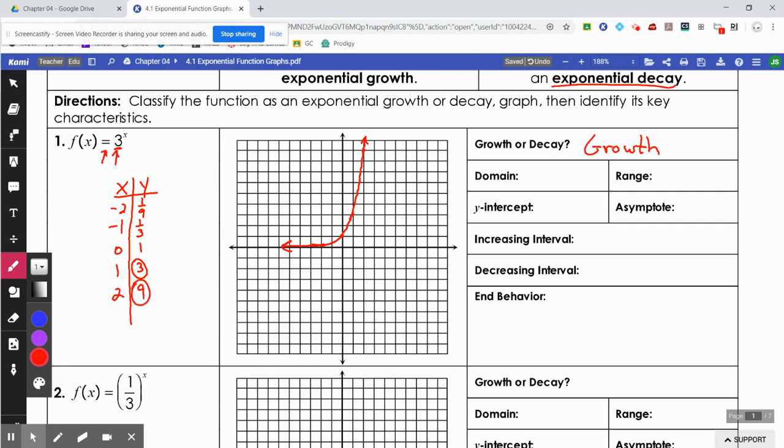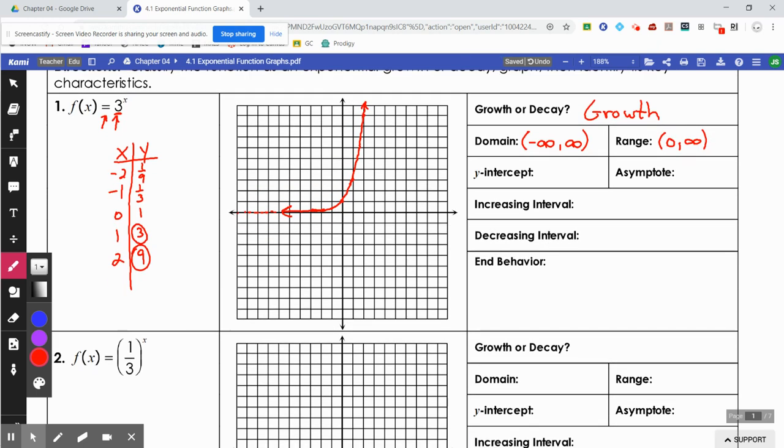The domain here. Notice your graph goes forever left and right. Your domain is all real numbers. Your range, however, you have an asymptote line here at the x-axis. Your range is only from 0 to infinity, and notice the 0 is not included because it is an asymptote line. Your y-intercept is right here. It crosses at 0, 1. You have that horizontal asymptote line at y equals 0.